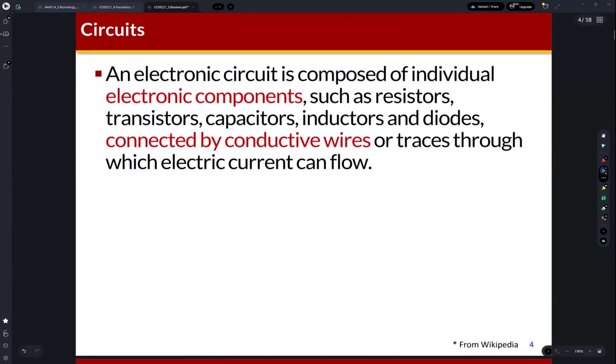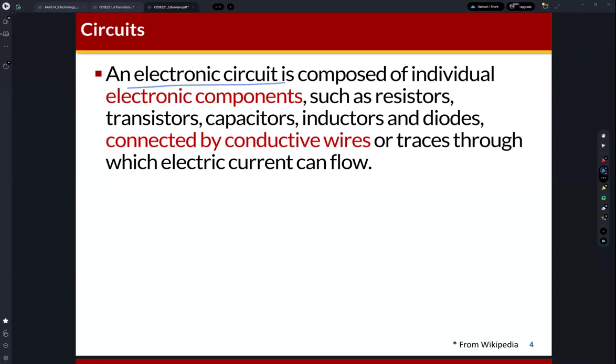This is the definition of a circuit. I copied this definition from Wikipedia, right? Wikipedia is a very good site. Recently we can ask questions to ChatGPT or Microsoft Copilot, but we can also Google, and search terminology on Wikipedia. So what is the definition of a circuit?